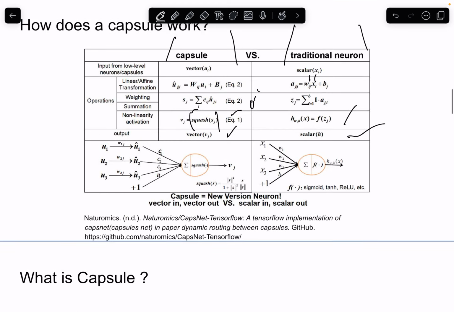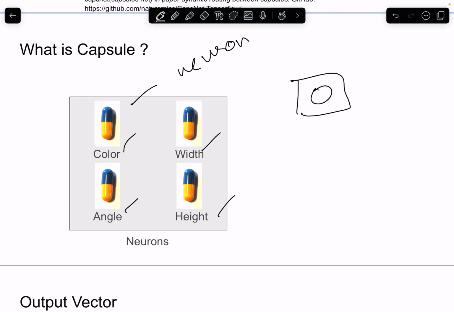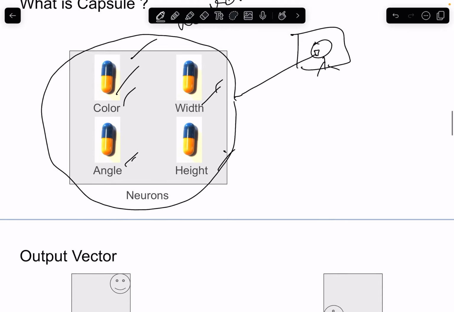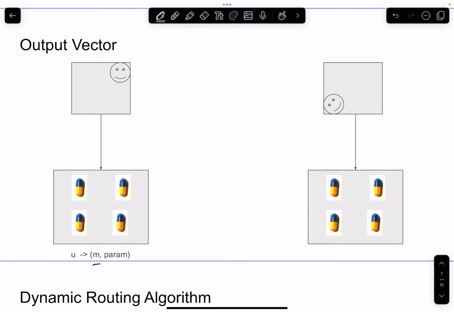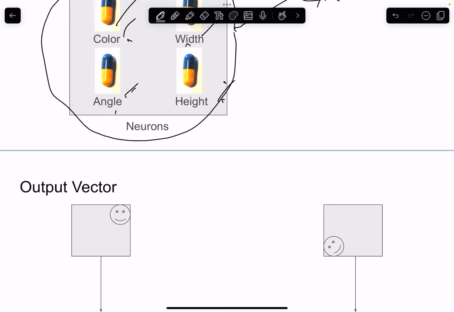And what is a capsule? A capsule is nothing but a group of neurons. These neurons capture the color, width, angle, and height of an image. For example, if there is a person image here, and I take this pixel out, we will apply this capsule on this pixel, and we'll get color, width, angle, and height. So the output we get is m, the 0 to 1 intensity, and the parameters are your color, width, angle, and height. That's what you get.